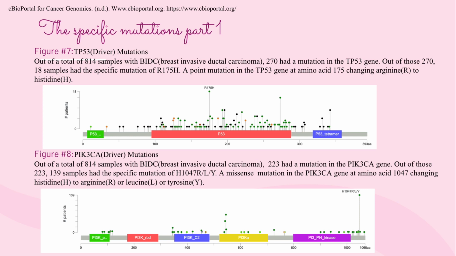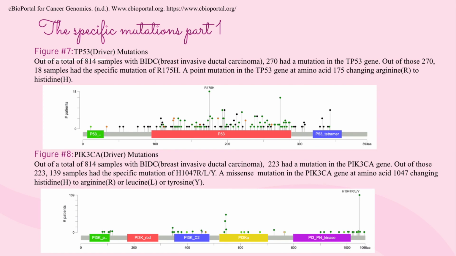So in TP53, out of our 814 samples with this cancer, 270 of them had a mutation in this gene, which is a high percentage. But out of those 270, 18 of them had this specific mutation called the R175H mutation. This is a point mutation at the 175th amino acid, changing arginine to histidine.